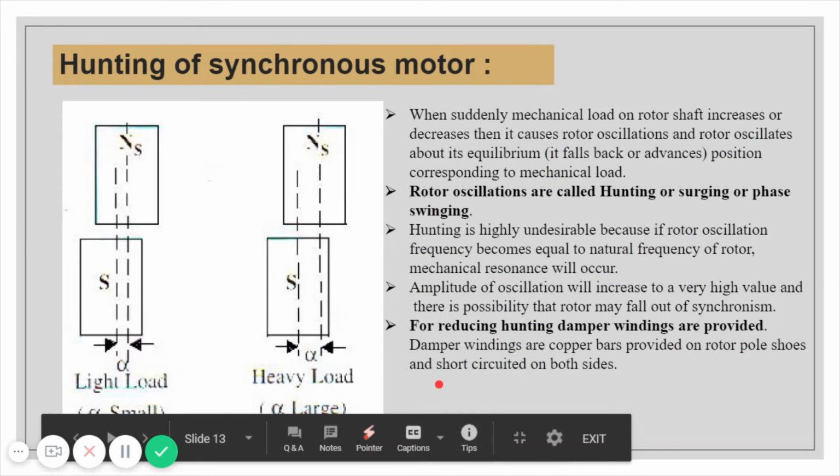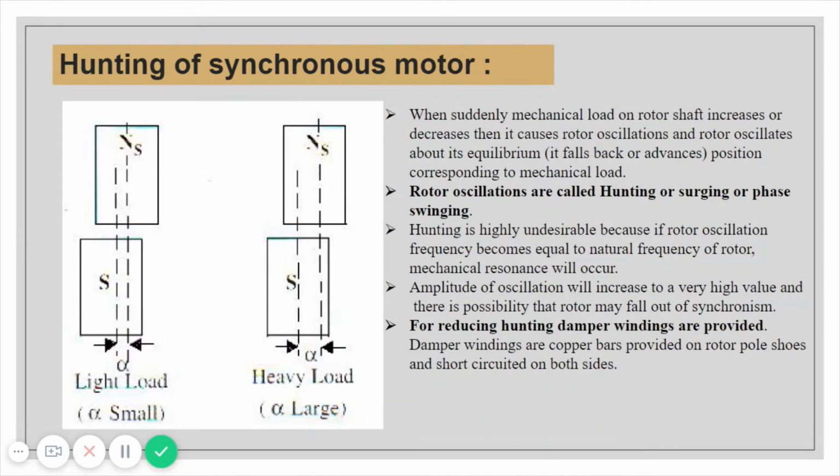Now hunting is highly undesirable because if the rotor oscillation frequency becomes equal to the natural frequency of the rotor, mechanical resonance will occur. Amplitude of oscillation will increase to a very high value and there is a possibility that the rotor may fall out of synchronism. Now for reducing the hunting effect, damper windings are provided. The damper windings are copper bars provided on the rotor pole shoes and short circuited on both sides.